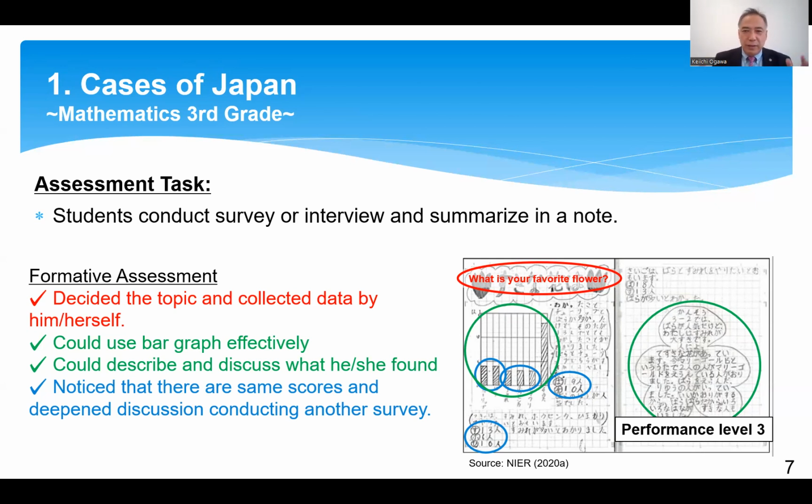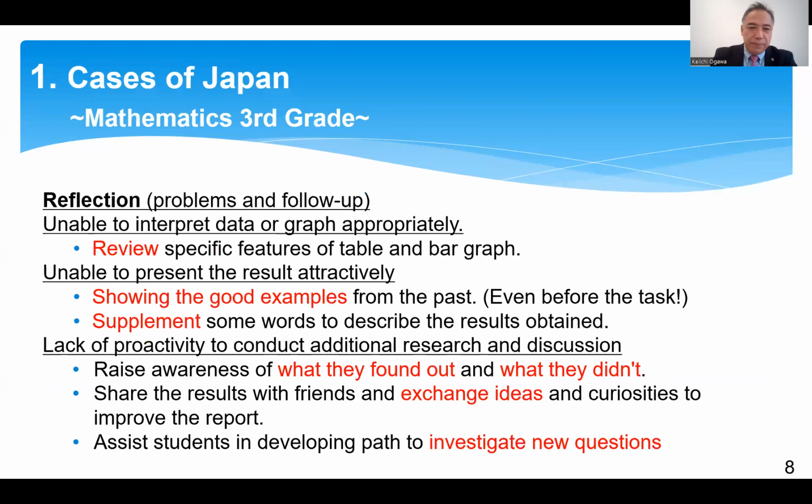If a student can do even the green part, the blue part is assessment 3, criteria 3. Notice that there are the same scores and a deepening discussion concerning another survey. So red is criteria 1, red and green is criteria 2, and if they can do everything, criteria 3. So, reflections, the problems and the follow-up.